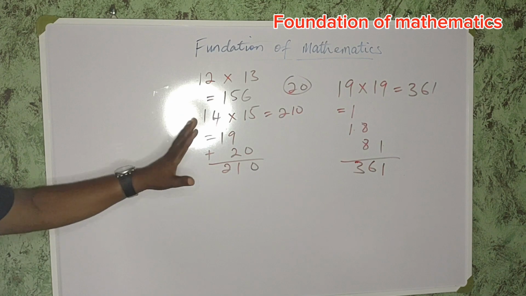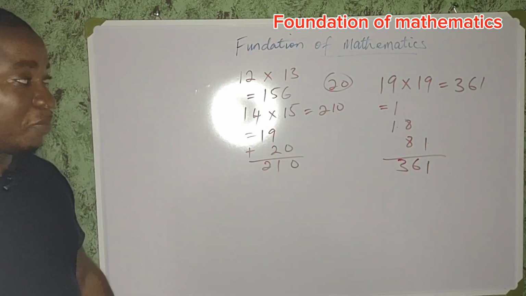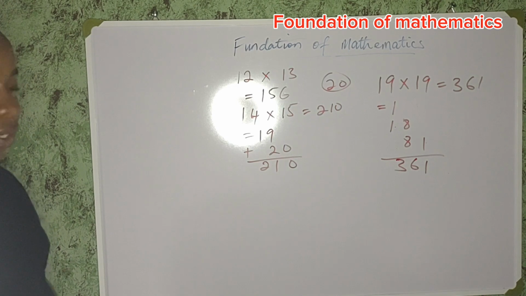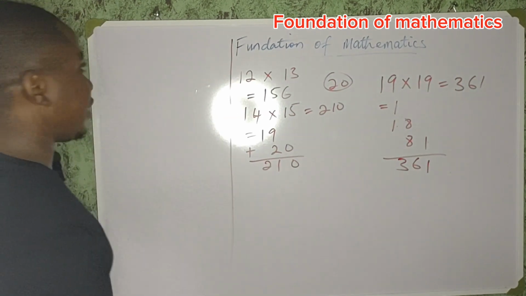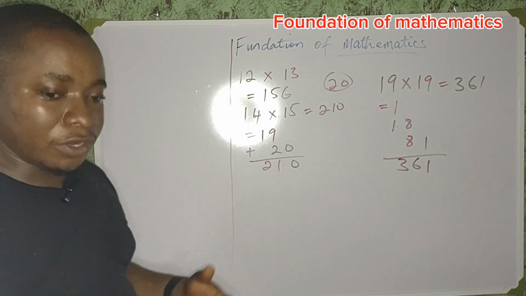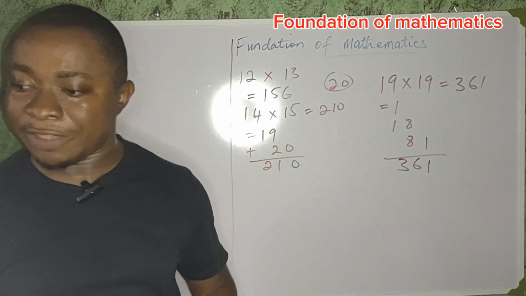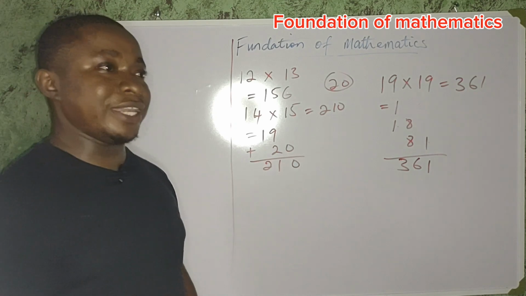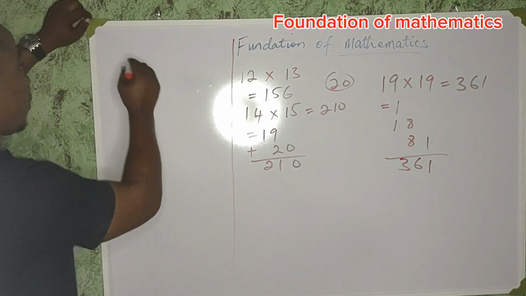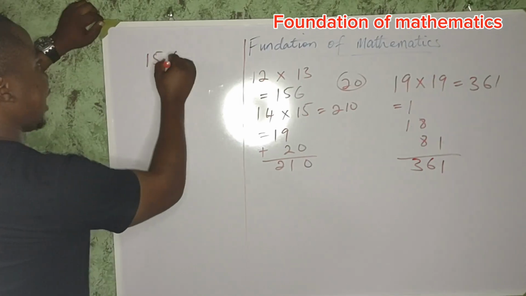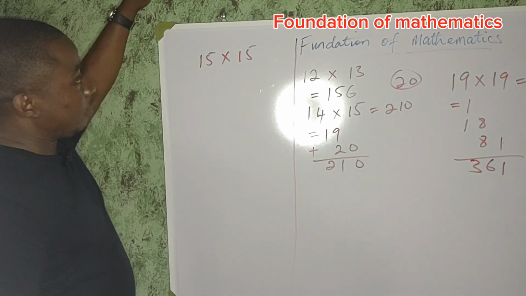So that is a simple way of multiplying numbers like this without necessarily making use of a calculator. So let's look at another trick. What if we want to, let's say, square numbers that end with 5? Any number that ends with 5, we can simply square without the use of a calculator. Let's start. Example, we have 15 times 15. That is 15 power 2. Now, what would that give us?